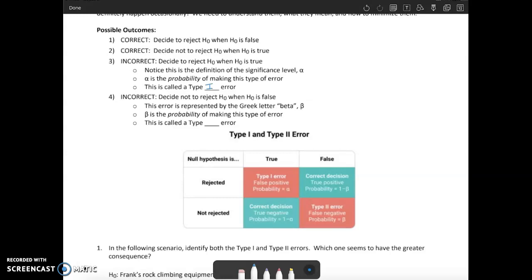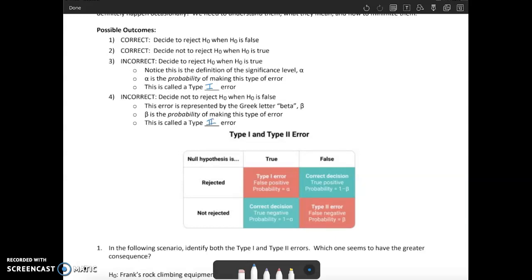There's another error that can happen. This is when you decide not to reject it when it's false. This error is represented by the Greek letter beta. Beta is the probability, again, of making this specific type of error, and this is called a type 2 error.